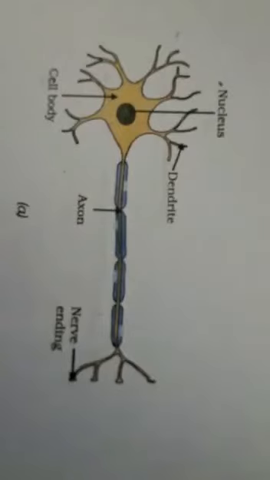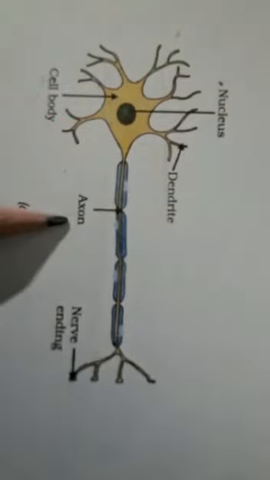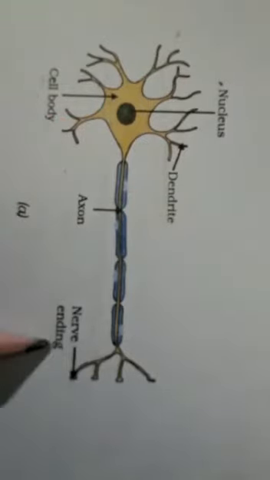Structure and functioning of neuron. Let's identify the different parts of the neuron by labeling them. This is the cell body, these are dendrites, this is the axon, and these are the nerve terminals.